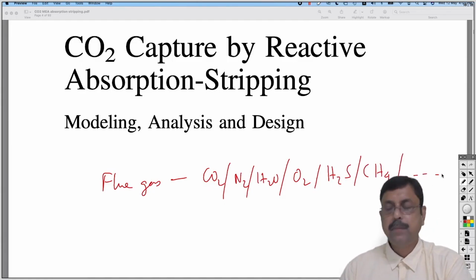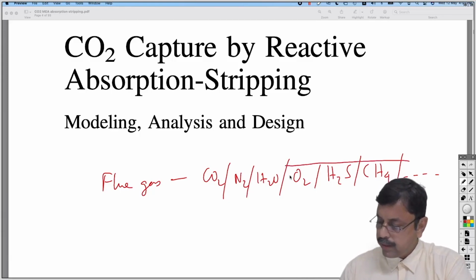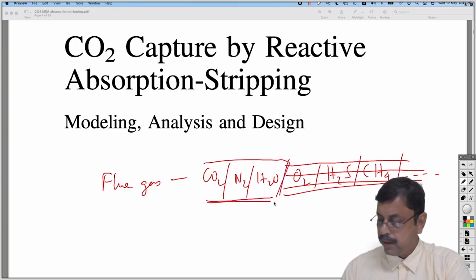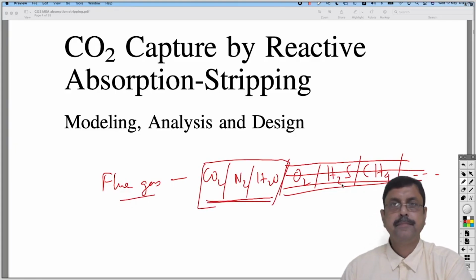But for this particular problem, we will not consider any one of them. We'll consider only carbon dioxide, nitrogen, and water vapor. We'll assume only these three components are there in our flue gas. Now, obviously, if the percentage of carbon dioxide is more in flue gas, we cannot release it in the environment because it will create pollution. We need to knock off this CO2.